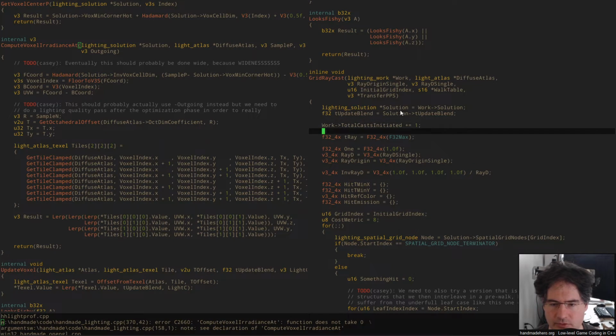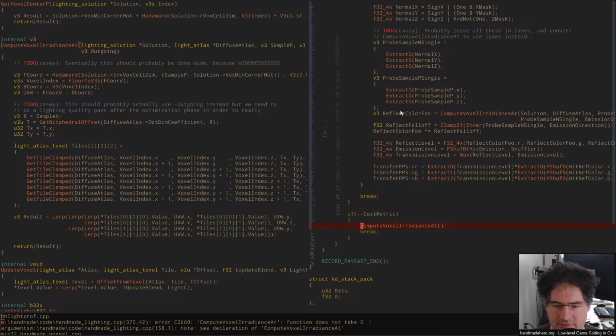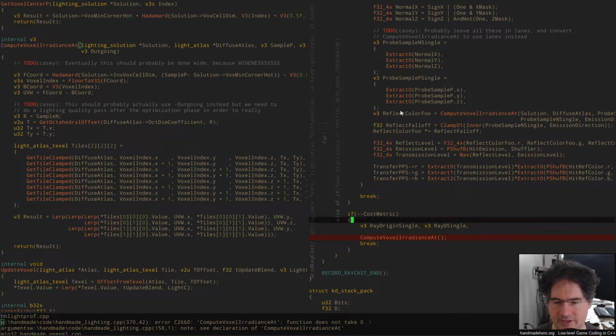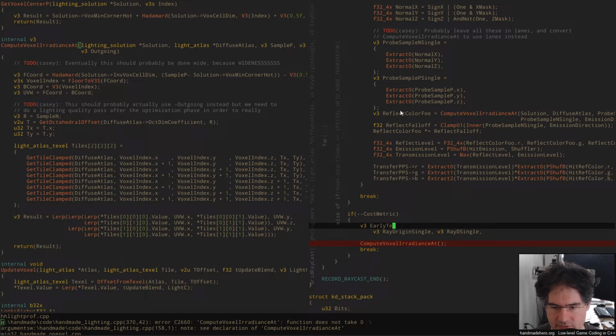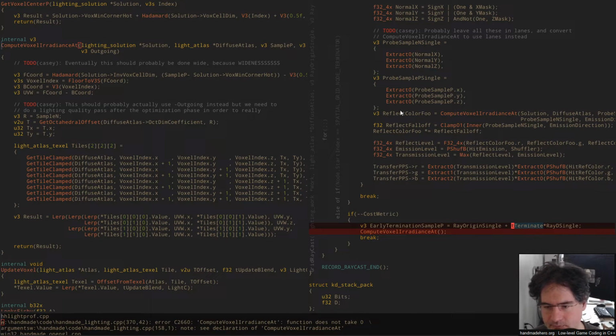So what we could do is take the ray origin and the ray direction. We could just move forward by a t-value, which could be baked into the tables. So we would say early termination sample p, start where the ray origin is, and go however far we need to go. So there's a t terminate here, and the t terminate is just how far we've gone in the ray. And then we would sample the voxel at that point.